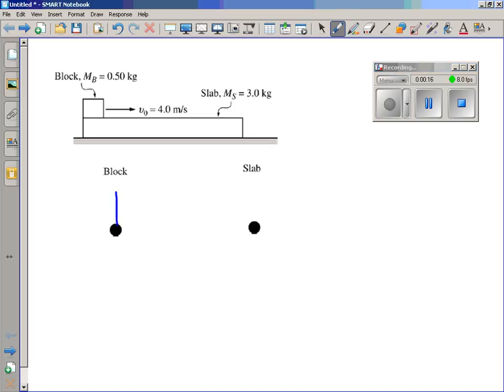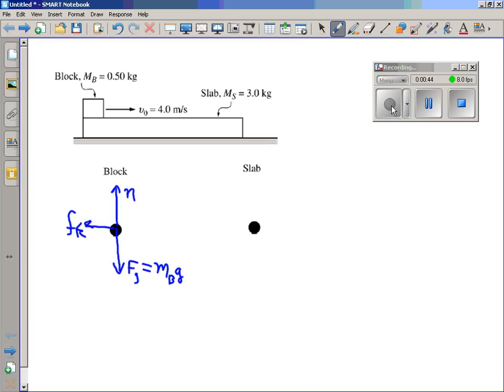the normal force acting up on the block. You have the force of kinetic friction acting toward the left as it's sliding. And we've got the force of gravity acting down, which is equal to the mass of the block times g.